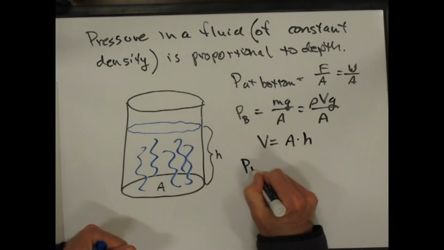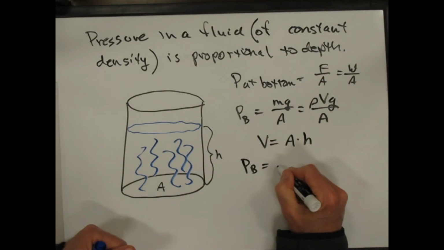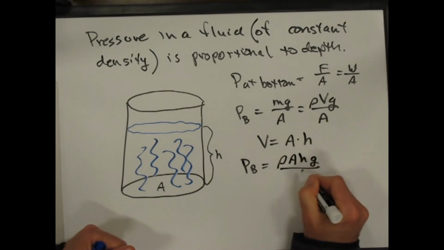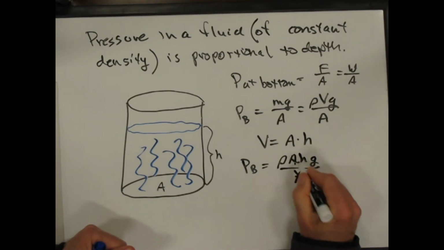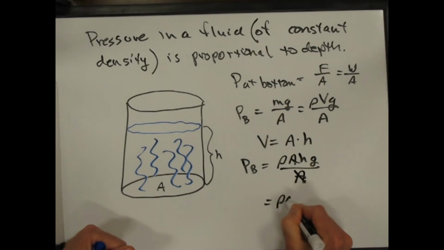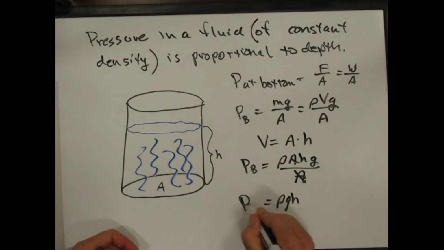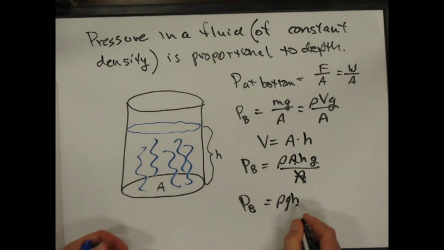And so the pressure at the bottom is equal to the density times the area times the height times gravity divided by the area. Those areas cancel, and the pressure at the bottom is equal to rho gh, right? Rho is the density of the fluid, g is gravity, and h is the height. And so the farther down you go, the greater the pressure gets in the fluid.